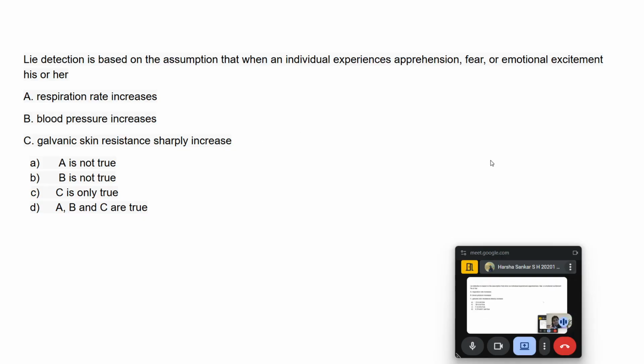Next question. Lie detection is based on the assumption that when an individual experiences apprehension, fear, or emotional excitement, his or her option A, respiration rate increases. Option B, blood pressure increases. Option C, galvanic skin resistance sharply increases. So it's about the lie detection test. If the person is experiencing any kind of emotional excitement or fear, what is happening there? That means if they are lying, what all things can happen. Is it about respiration rate, blood pressure, galvanic skin resistance, or everything? Option D, everything is true, A, B, and C.